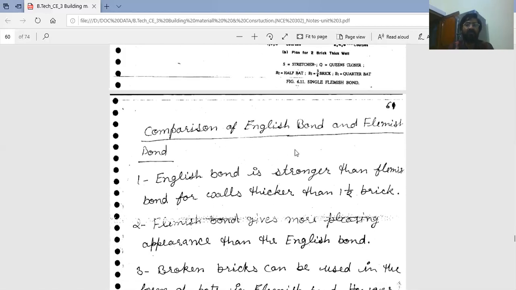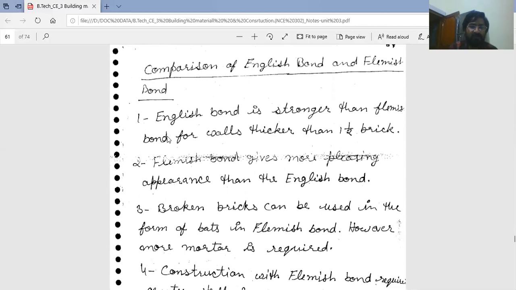Here is a comparison of English bond and Flemish bond. This is an important question. First, English bond is stronger than Flemish bond for walls thicker than a 1.5 brick thick wall. Second, Flemish bond gives a more pleasing appearance than English bond.